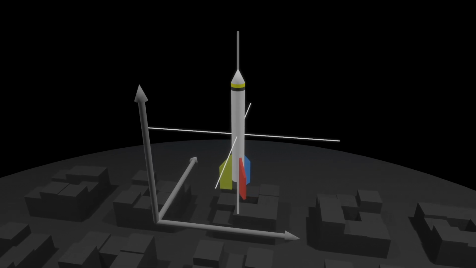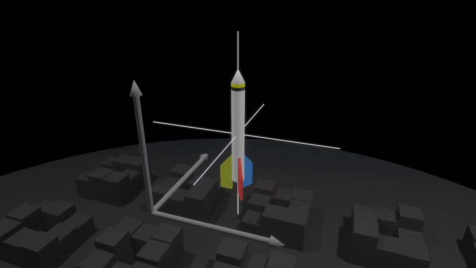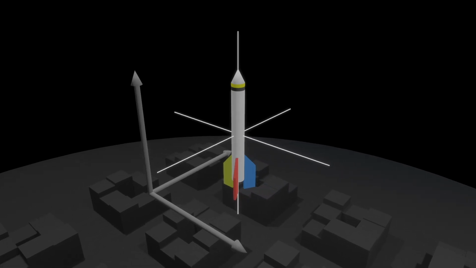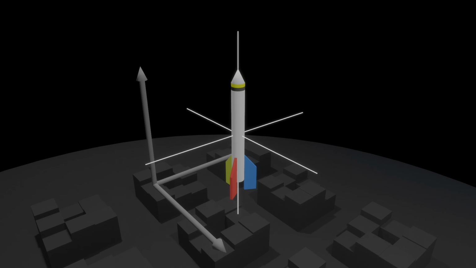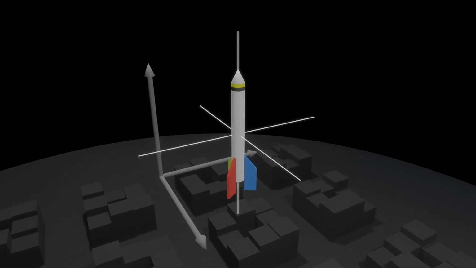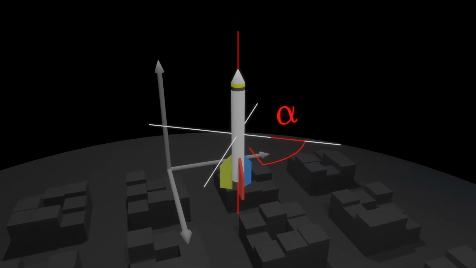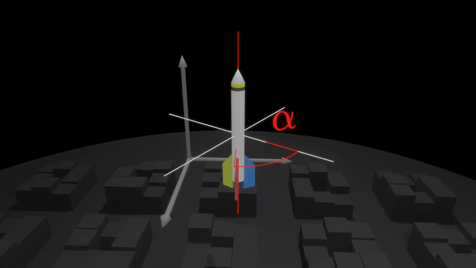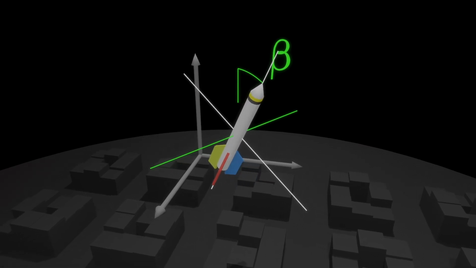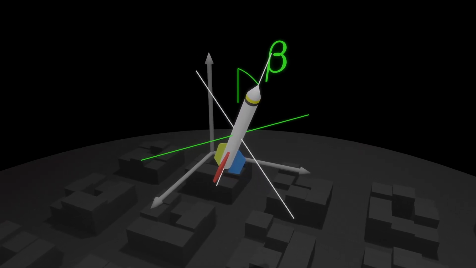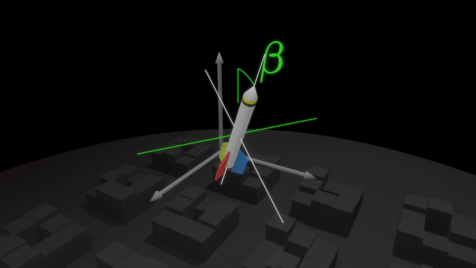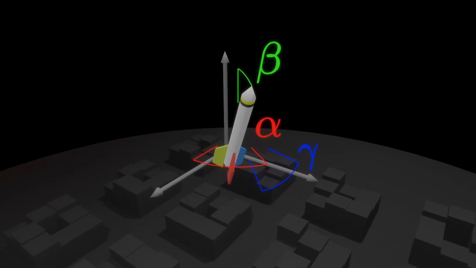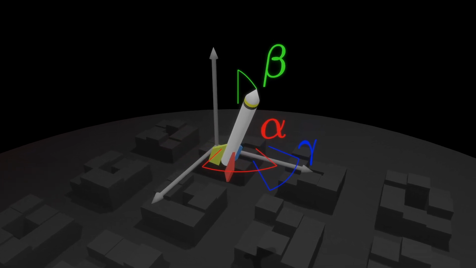We start with an object that is not rotated and make a sequence of rotations. I picked the ZYZ scheme as an example. First, we rotate the object around the z-axis by alpha. Then, we use the object's local y-axis to rotate by beta. And finally, we use the local z-axis to rotate by gamma. So Euler angles are successive rotations around different axes.